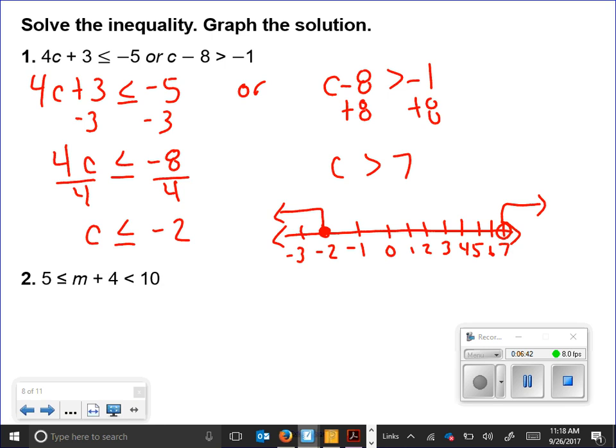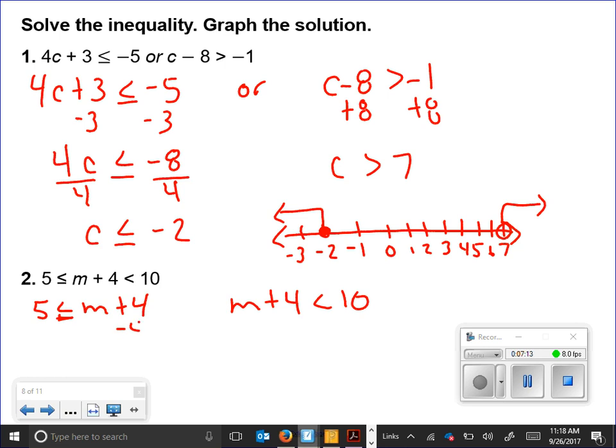On number 2, this looks a little different. This is our and inequality. We don't write and, we just have them in two pieces. They're kind of combined together. They're going to intersect. So I can break these apart into two different pieces. I can say, well, 5 is less than or equal to m plus 4, because that's what this part says. And then m plus 4 is less than 10. And I can solve both of these pieces and then graph.